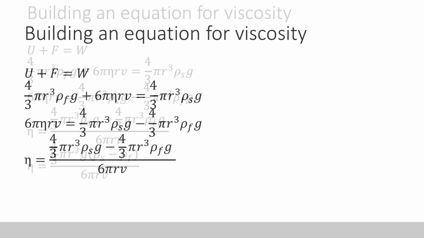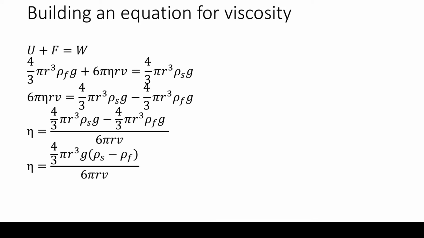By factorising 4 over 3 pi r cubed g from the top half of the equation, we can get an equation for viscosity stating that it equals 4 over 3 pi r cubed g times, in brackets, the density of the sphere minus the density of the fluid, all over 6 pi rv.